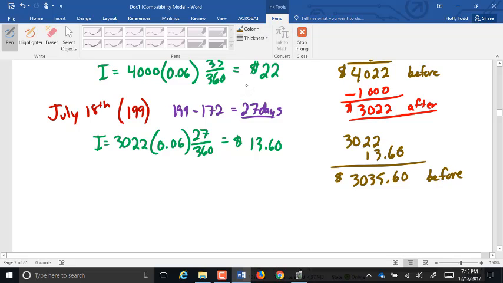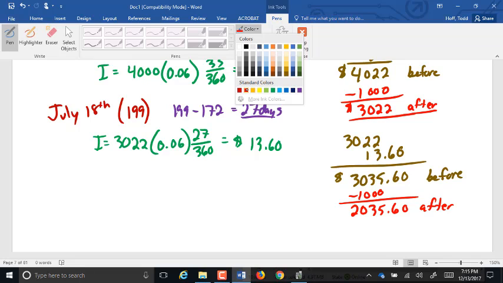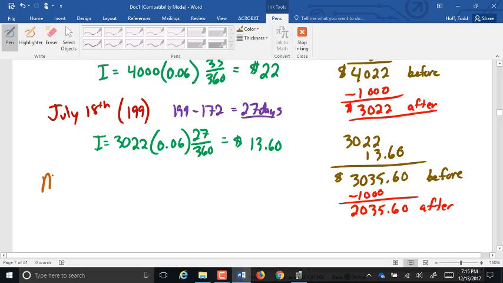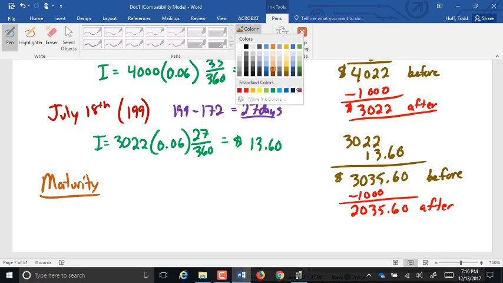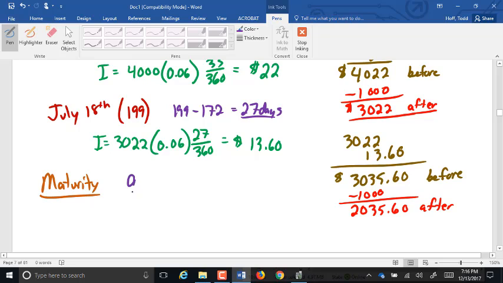And then subtract the $1,000 payment. $2,035.60 is the balance after the payment. And then maturity. We're going to have 90 days minus 33 and minus 27, which gives us 30 days left. Why did I subtract 33 and 27? Those are the days that have already gone by.